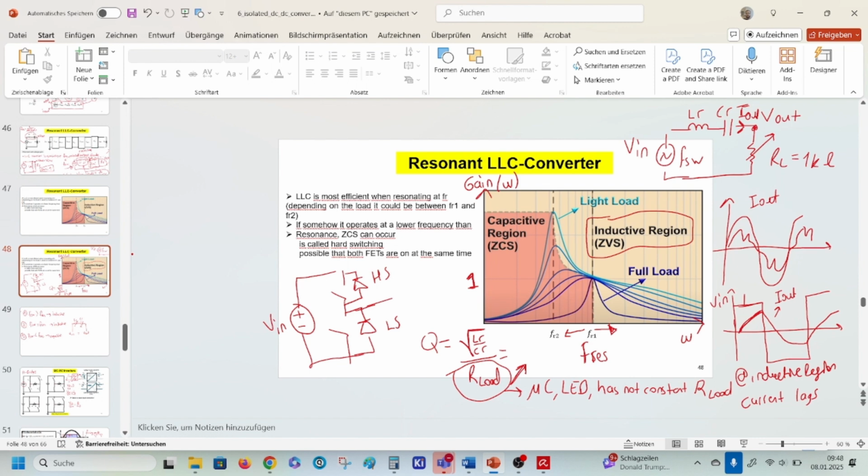Let me show it already here. At the capacitive region, I maybe show it a little bit. I should use another color, but how?